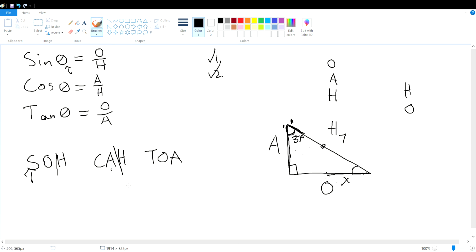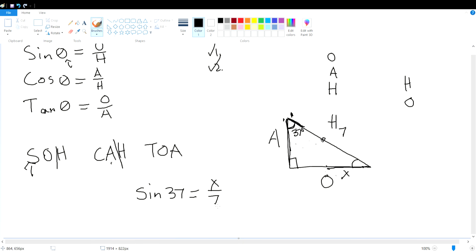So let's set up our problem. We're going to write sine of theta, which in this case is 37. So sine of 37 is going to equal opposite, which is x, over our hypotenuse, which is 7.